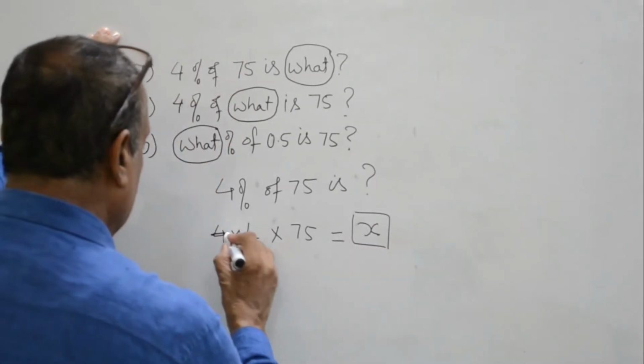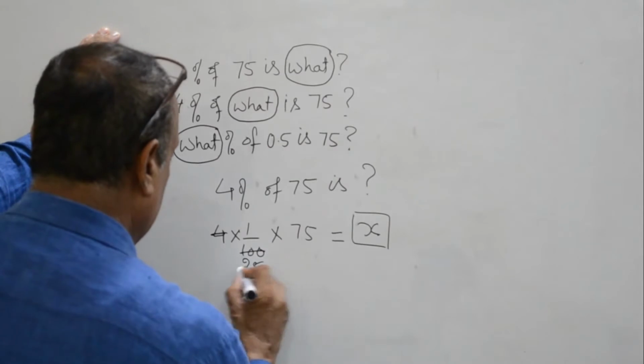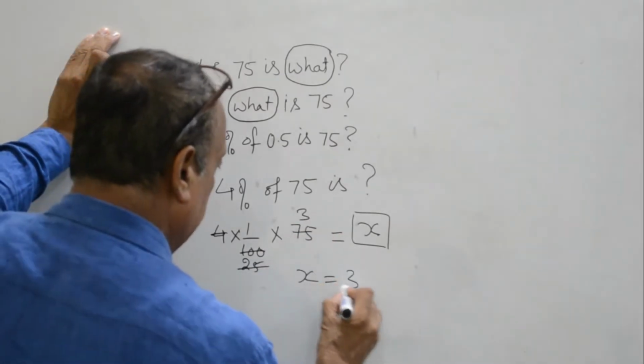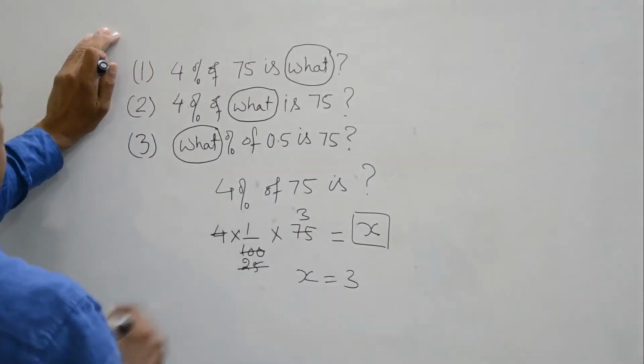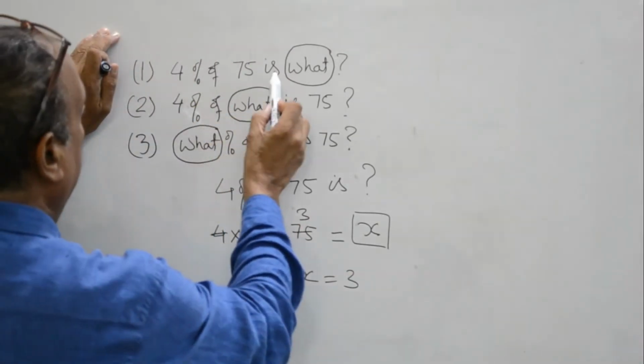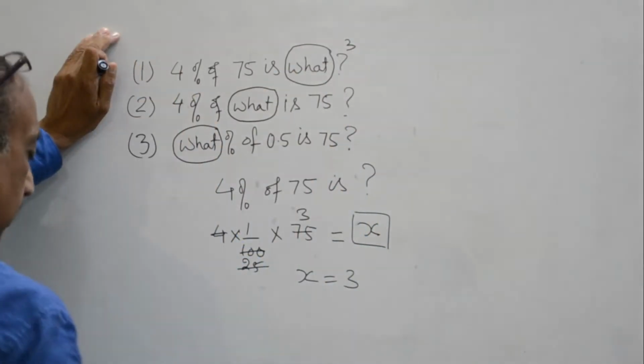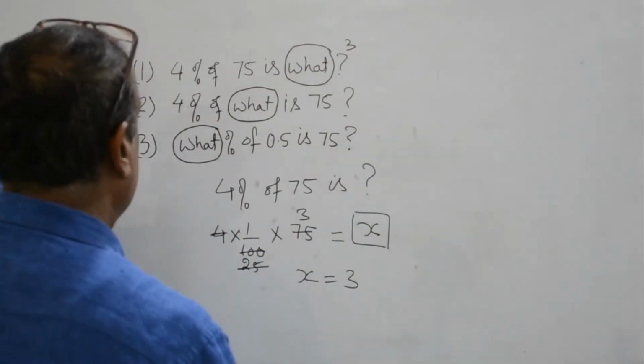So it is 25 and 3. So x comes out to be 3. It means 4% of 75 is 3. Now let us solve the second statement.